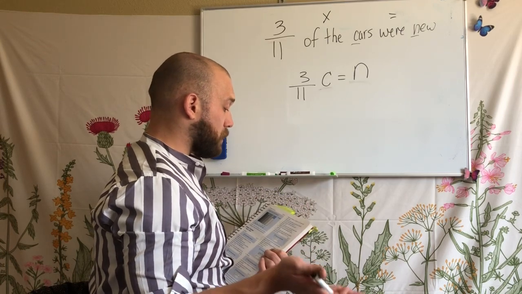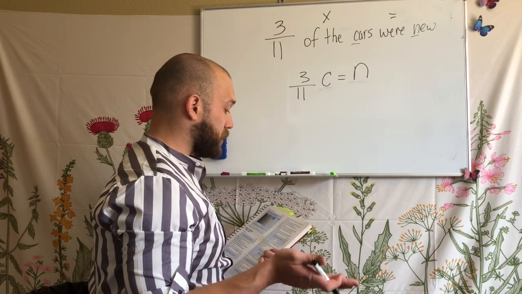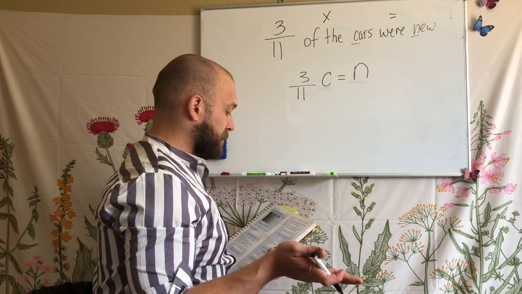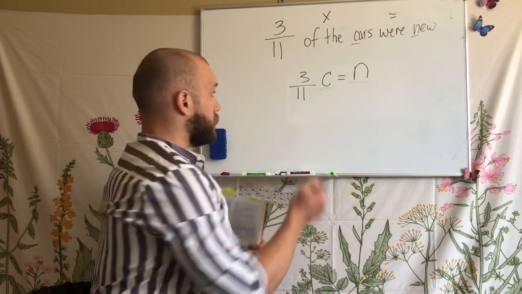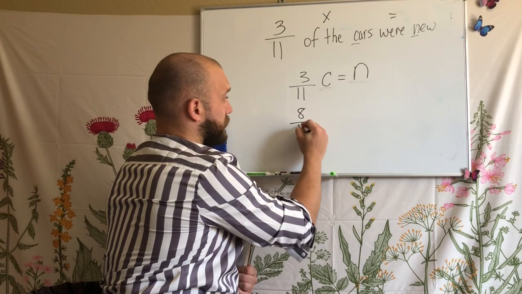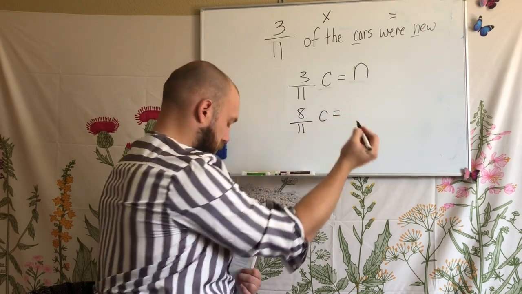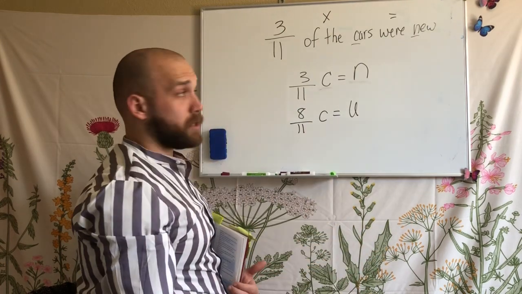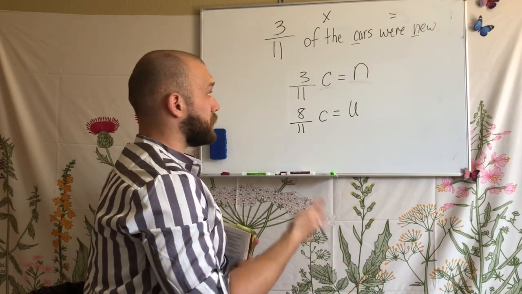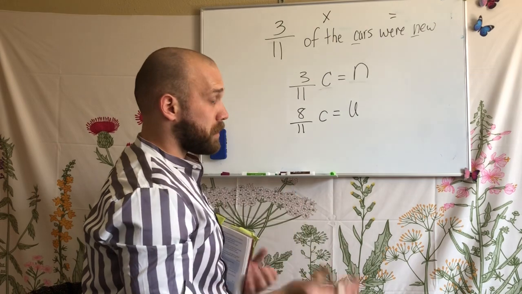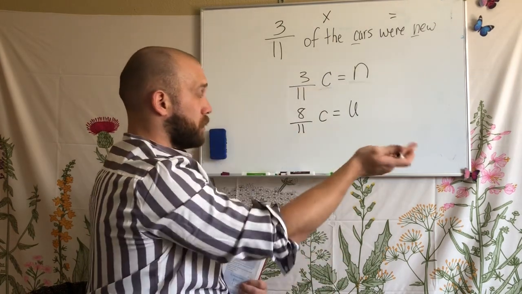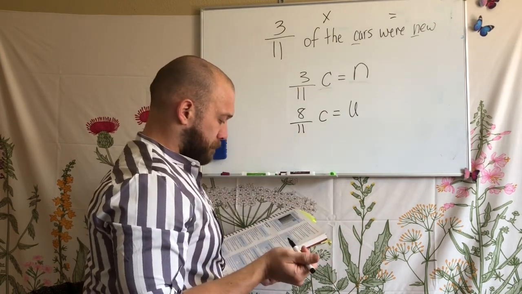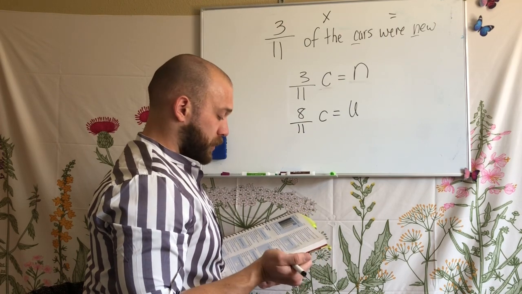So this time we'll write the equation for each sentence. So the next one is going to be 8/11 C equals used. Not new now, it's used, because that's the other end of the cars. That's what's left over, is the 8/11 that were used. 3/11 were new. There we go. That's all you need to do.